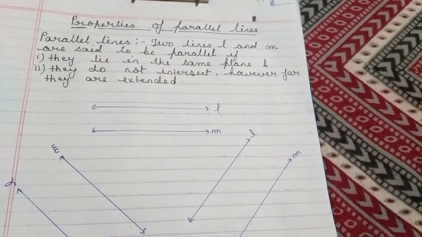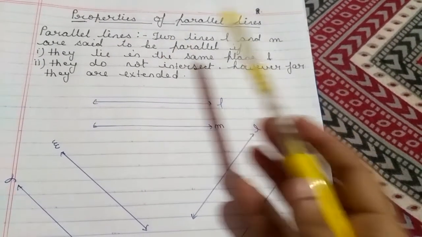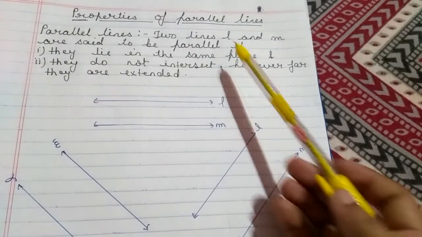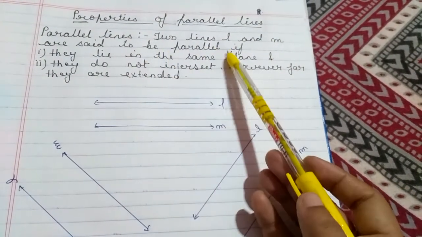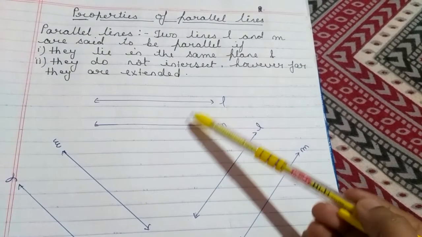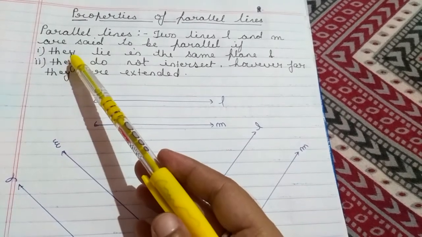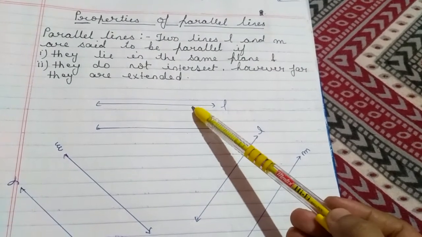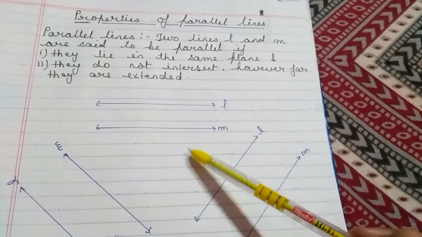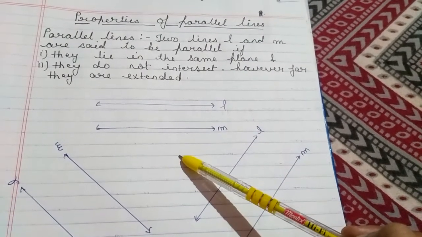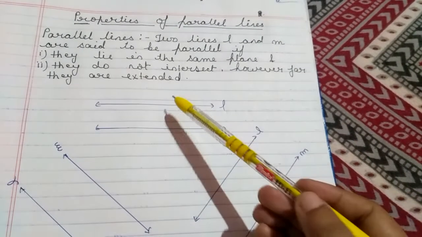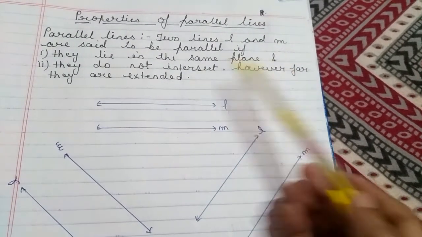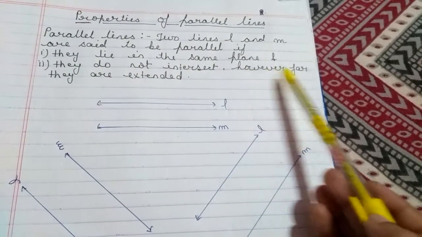So what do we call parallel lines? Two lines, any two lines L and M, which I have taken here. Two lines L and M are said to be parallel if, first property, first definition, they lie in the same plane. They should be on the same plane, that means coplanar. We call it coplanar when they are on the same surface, that is, when lines are on a two-dimensional surface, we call it coplanar and same plane. And the second thing is they do not intersect however far they are extended.